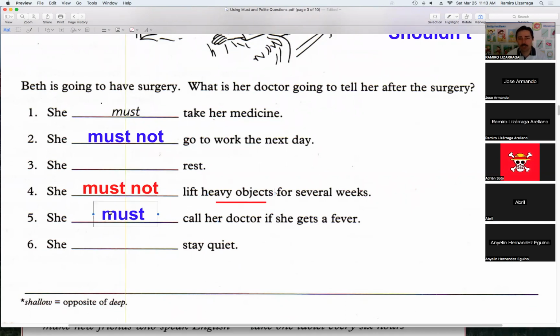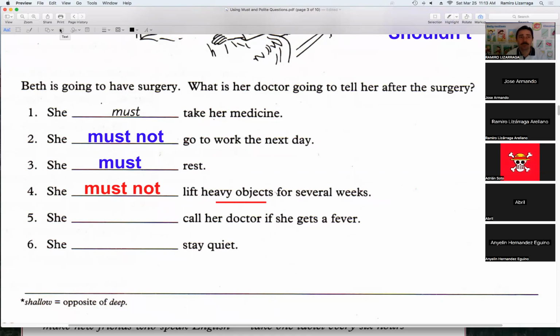What about number 5? She must call her doctor if she gets a fever, or she must not call her doctor if she gets a fever. Porque si te hacen cirugía y de repente a los días te da fiebre, esa es como una indicación de que tienes una infección. Y ahí está mal. So, what do you think is the answer?